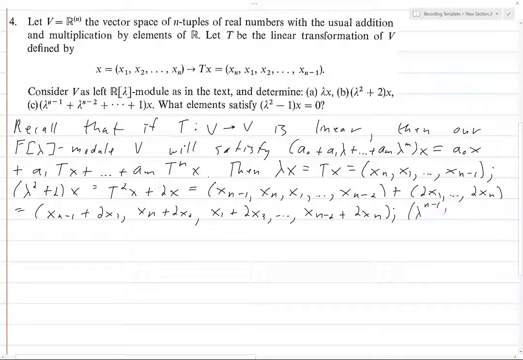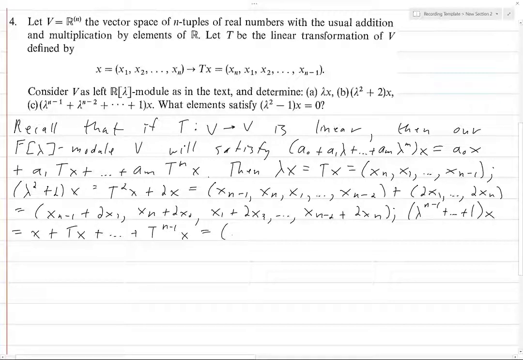lambda to the n minus 1 all the way up through 1, applied to x, reducing in powers. So what is this going to be? The 1 is going to give us x. The lambda is going to give us Tx. Lambda squared is going to give us T squared x, all the way up through T to the n minus 1 x.